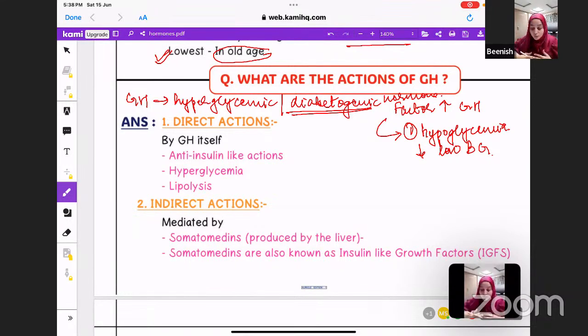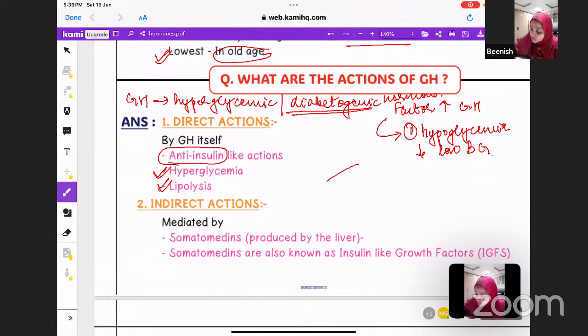Firstly, the direct action of growth hormone: the growth hormone itself acts as an anti-insulin. So it is going to have actions which are opposite to that of insulin. Your insulin is responsible for decreasing the blood glucose level; it increases the uptake of glucose by the cells. Since growth hormone is anti-insulin like in action, rather than decreasing, it is going to increase the blood glucose level, so we say it causes hyperglycemia. And we also know that insulin was inhibiting hormone sensitive lipase, so it was inhibiting lipolysis. Your growth hormone is going to enhance or favor lipolysis. So these two, hyperglycemia and lipolysis, are the anti-insulin like actions caused directly by the growth hormone itself.